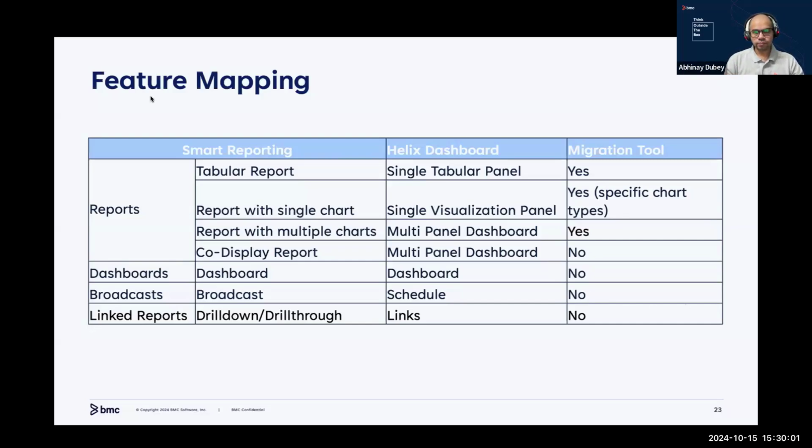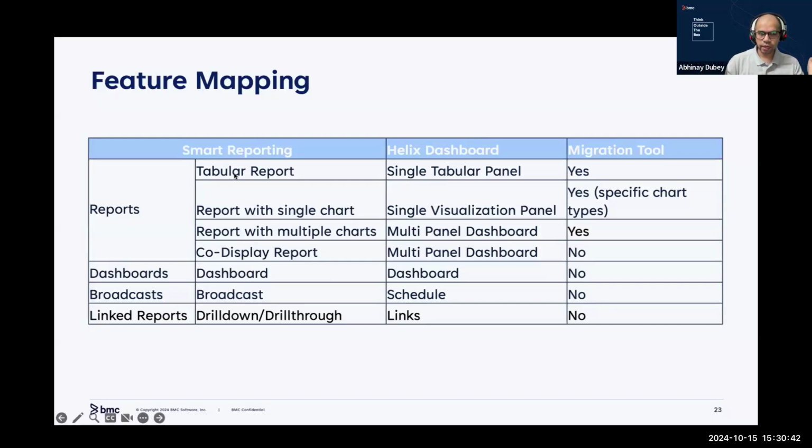So first thing you will notice is on smart reporting side, you have different object types, different reporting types. So you have reports with tabular reports, single visualization, multiple visualization, co-display reports. Then you have something called dashboard, which has linked reports in it. So other reports are staged into it. Whereas on Helix Dashboard, you can see everything is a dashboard. So you can have one or more panels on it, but essentially everything is a dashboard.